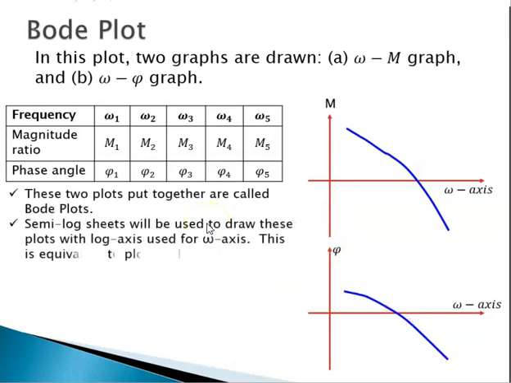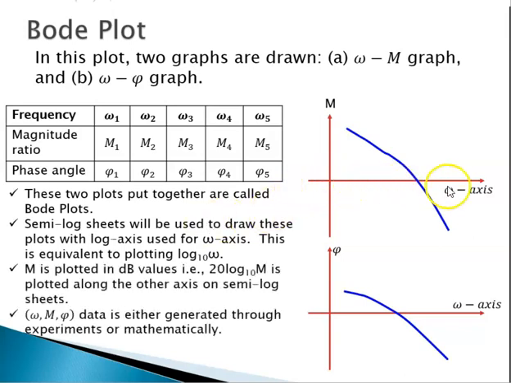These two plots are drawn with the omega axis here and the omega axis here on a semi-log graph sheet. Omega as log, and m in decibels, that is 20 log to the base 10 of m, along the y-axis in linear. Because you are drawing logarithm on a graph sheet, you call it semi-log graph sheet. You also have log-log graph sheets, but we are not using them in this context. Omega on a logarithmic scale and m in decibels, you draw it. These two put together is what we call Bode plot.